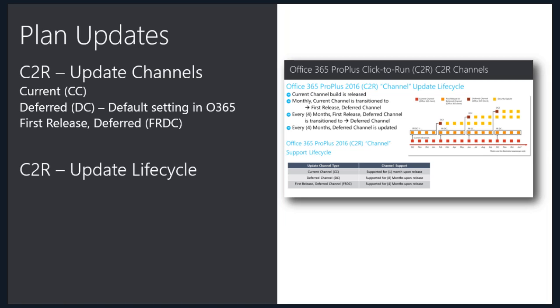Those update channels have a clearly defined life cycle, and each channel is transitioned into one another every 4 months. You need to spend some time on this specific slide within the workshop and make sure that the project team fully understands this life cycle so that you can come up with an exact plan for their update methodology.